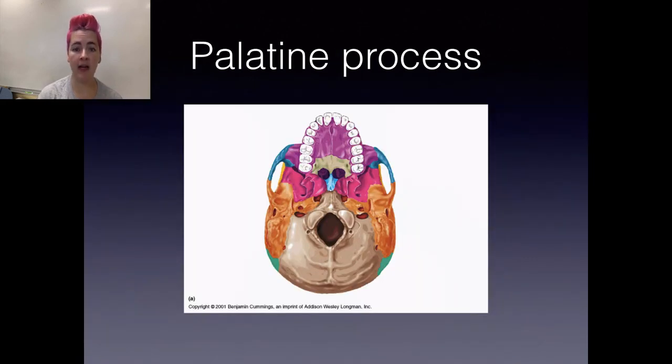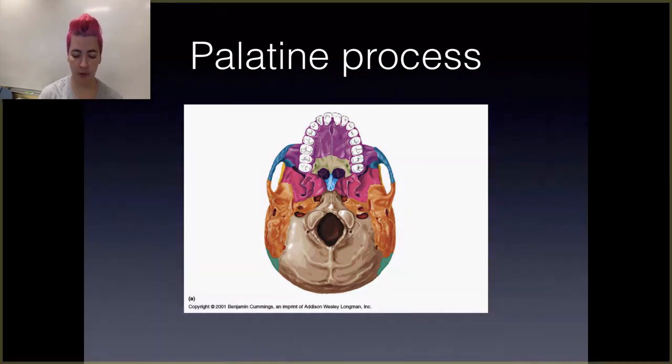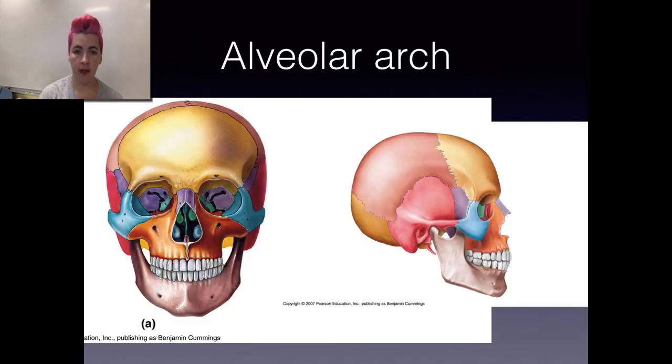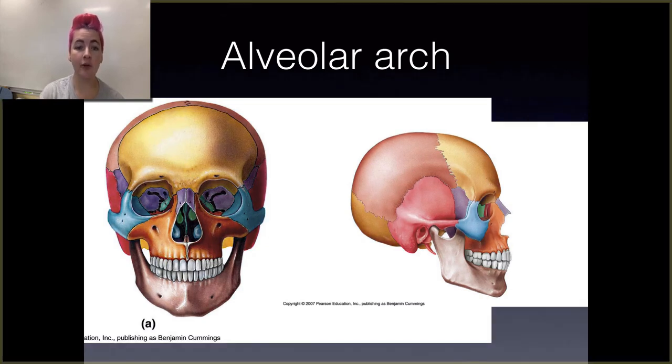We have the palatine process on the maxilla bone. The palatine process makes up the roof of your mouth, or the majority of the roof of your mouth. This purple here is the palatine process of the maxilla bone. The other process on the maxilla that we need to know is the alveolar arch. The alveolar arch houses the teeth. So this would be the alveolar arch here or here, depending on the view.